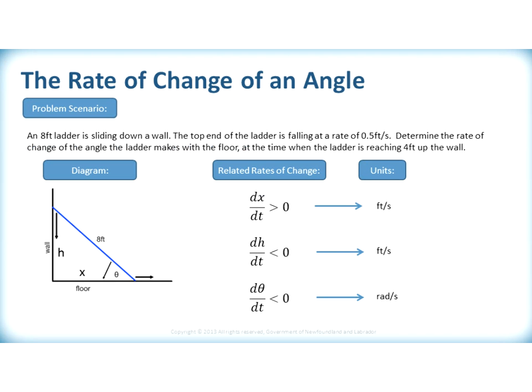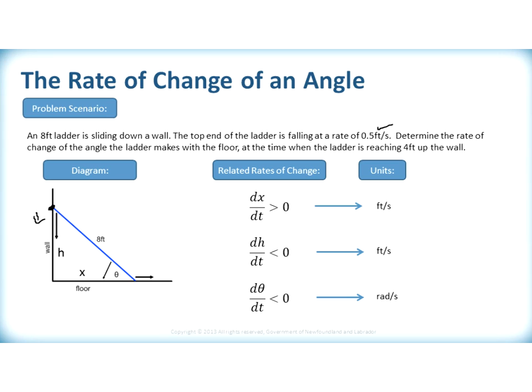Okay, so we'll start off with a problem scenario and then we'll try and analyze it a little bit. So it says an 8-foot ladder is sliding down the wall. We've seen problems like this before, but we've never looked at the angles in terms of how they change. So it says the top end of the ladder is falling at a rate, so that's this point up here. That's falling at a rate of 0.5 feet per second, or a half a foot every second. So it's sliding fairly slowly, I would think.